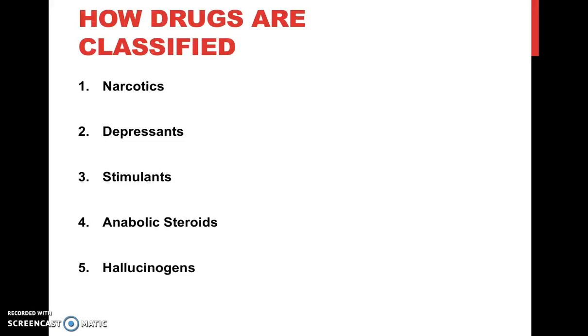There are 5 different drug classifications that we need to discuss. The first being narcotics, the second, depressants, the third, stimulants, the fourth, anabolic steroids, and the fifth, hallucinogens.